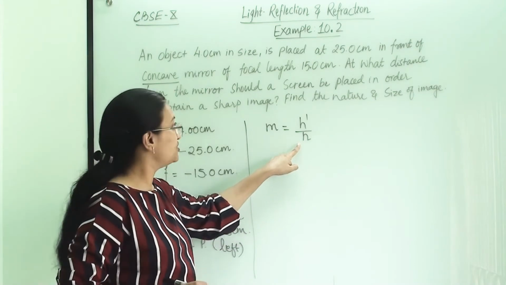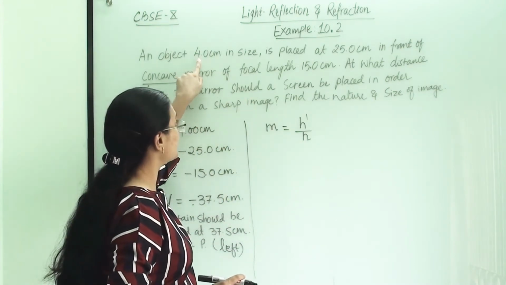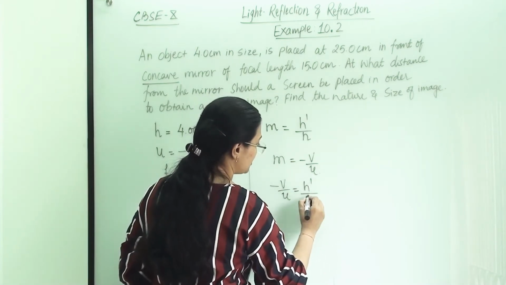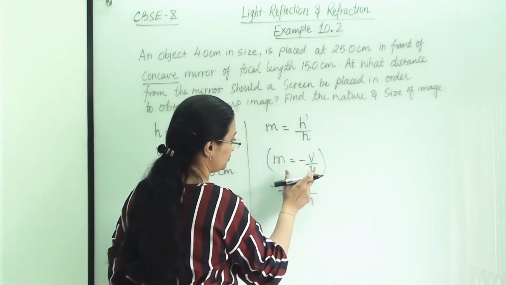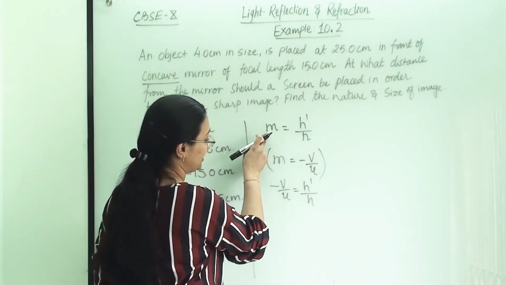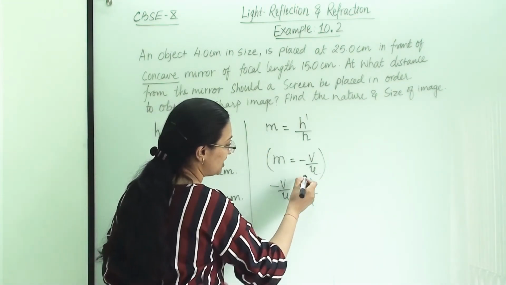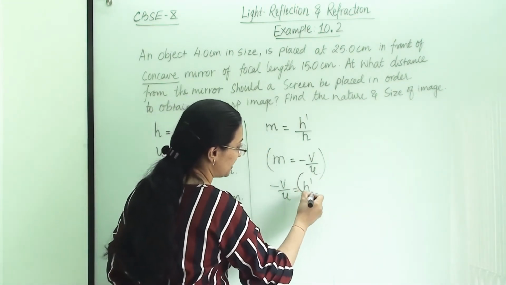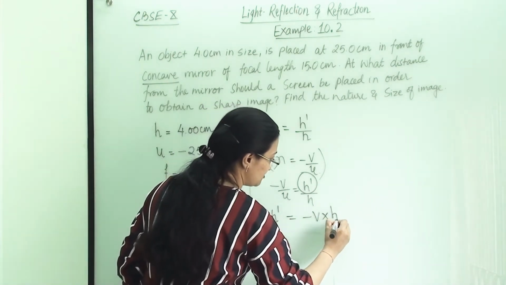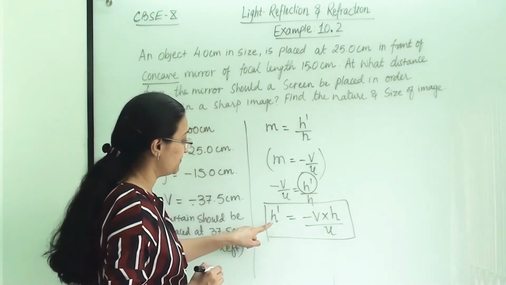Now, for the concave mirror, the focus point also lies in front of the mirror. The focal length is the distance between the focus point and the pole P. So that also comes under this negative area, towards the left hand side, so f is also going to be negative. So here our u and f both will be negative.